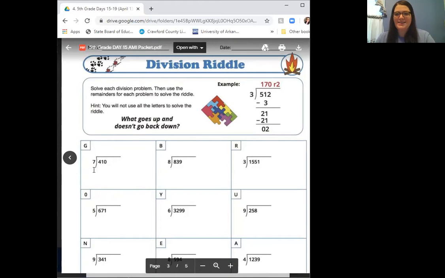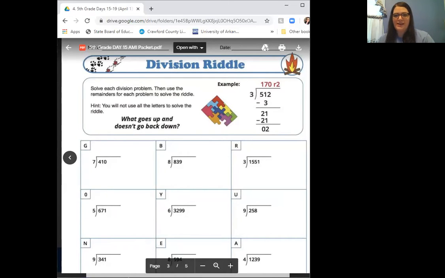410 divided by 7. So we're going to review a couple strategies that we used in class to solve division problems. So we'll work with this first problem and do kind of like our break apart method for division. So our first problem, let me write it down before I switch off this screen. So our first problem is 410 divided by 7.